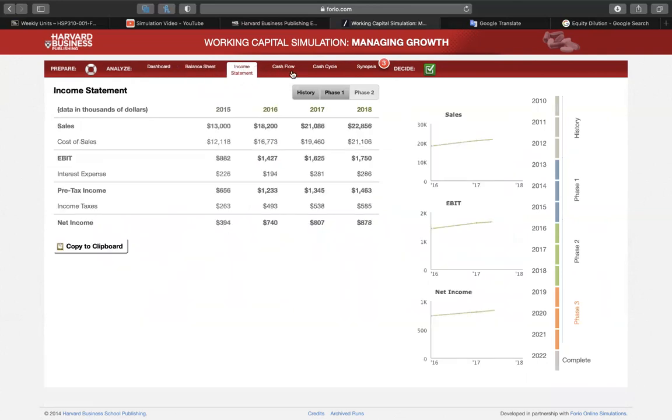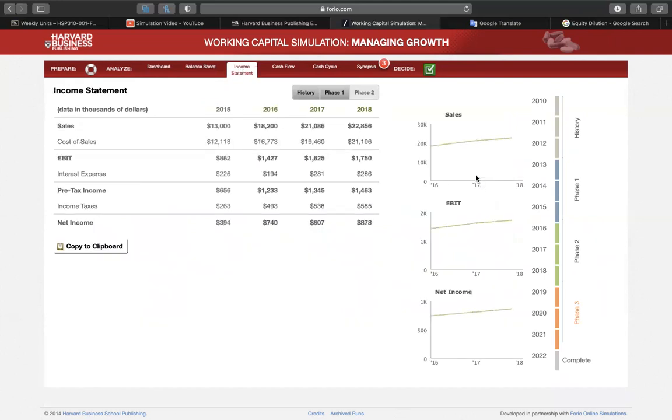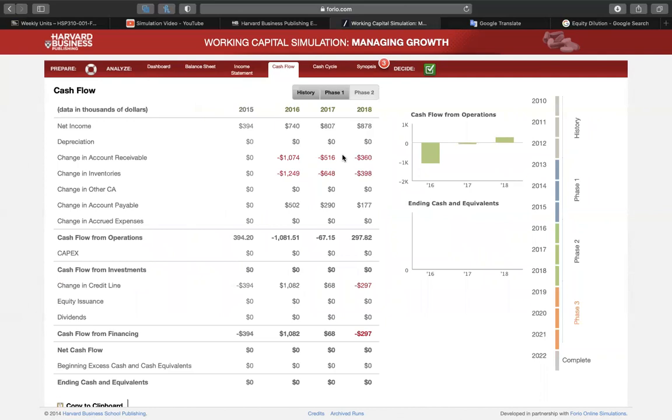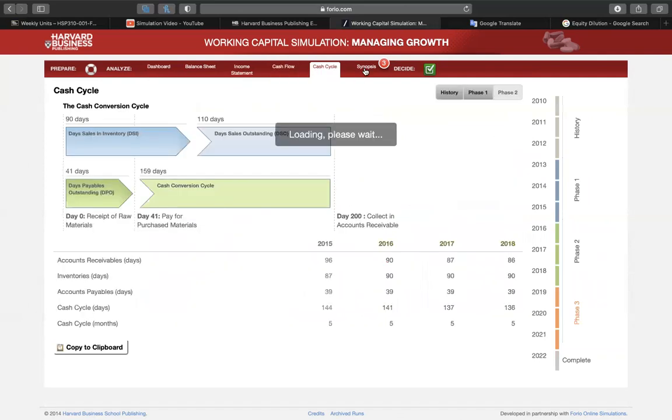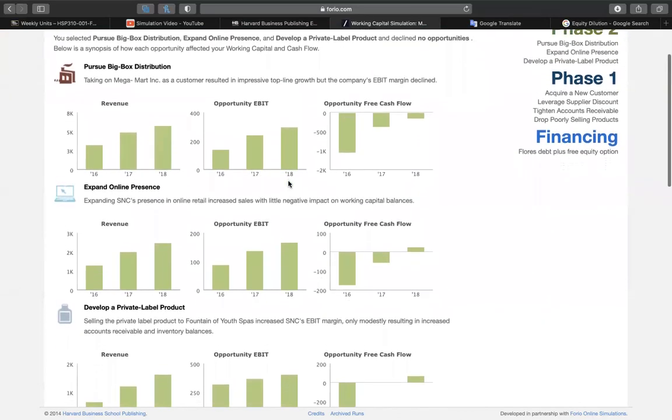Already it is showing us a good sign. I believe I did a really good job here. But again, the cash flow decreased. This is my bad. We can look at why the cash flow decreased.